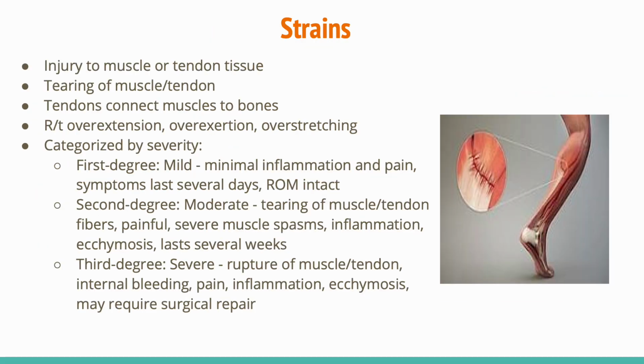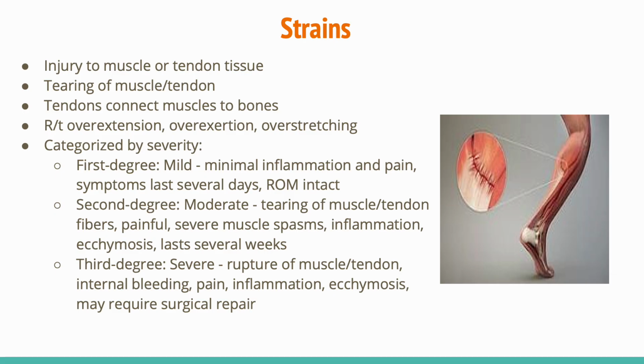So let's start with strains, one of the most common musculoskeletal injuries. A strain is an injury to the muscle or tendon. Remember, tendons connect muscles to bones. So whenever a muscle contracts, the force is transmitted through the tendon to produce movement. Strains typically occur when a muscle is overstretched or overloaded. This can happen during sports, lifting heavy objects, repetitive movements, or even sudden awkward motions.